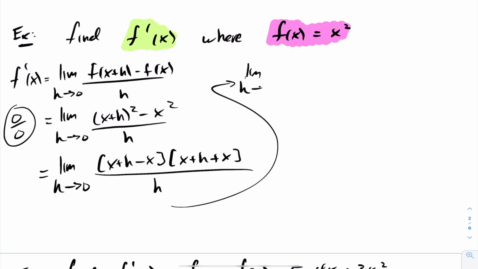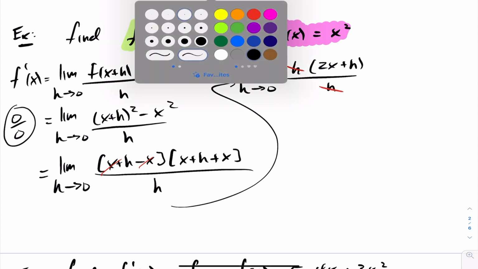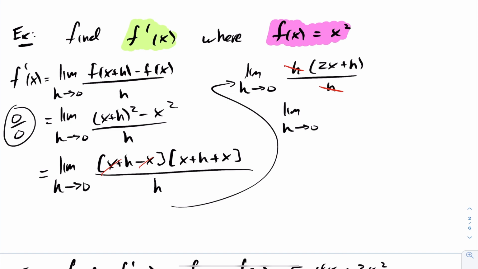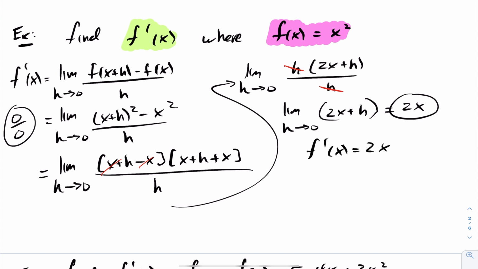So now if I take the limit as h goes to 0 here, you'll see these x's cancel, and I'm just left with h times 2x plus h all over h. Now as h goes to 0, these non-zero terms cancel, and we're now taking the limit as h goes to 0 of 2x plus h. As h goes to 0, you can see here we have a continuous function. I can sub in that h and it's defined, and we get 2x. So that means that f prime at x equals 2x. So what this gives me is the slope at any point. So now if you want to find the slope of the tangent at 2, you would evaluate f prime at 2, which in this case will be 4.